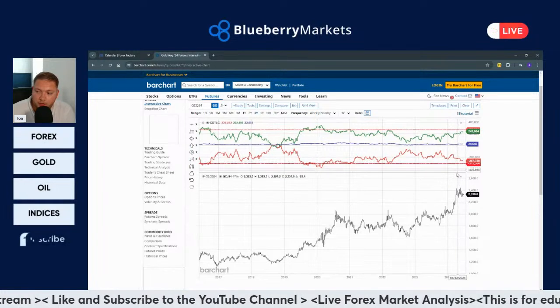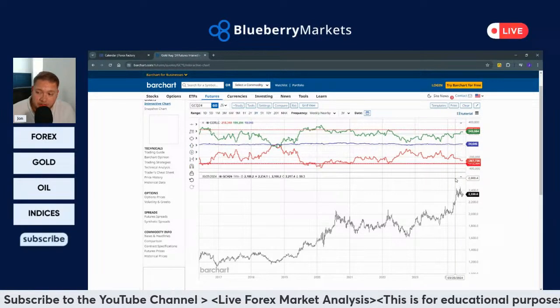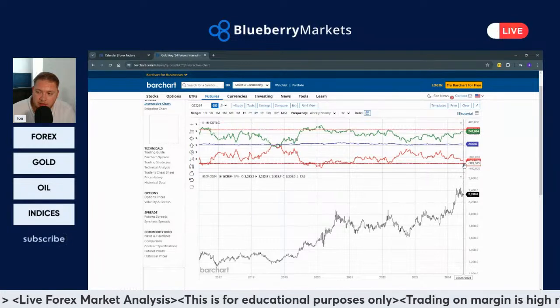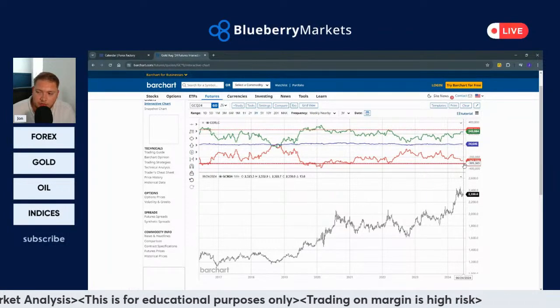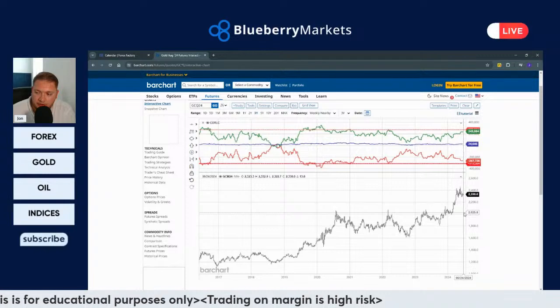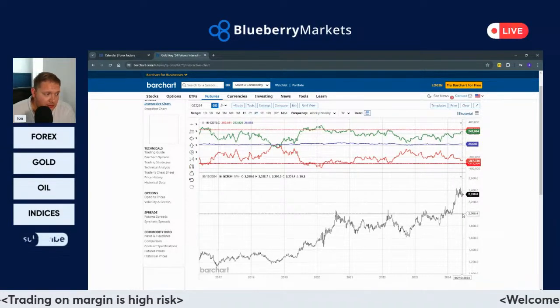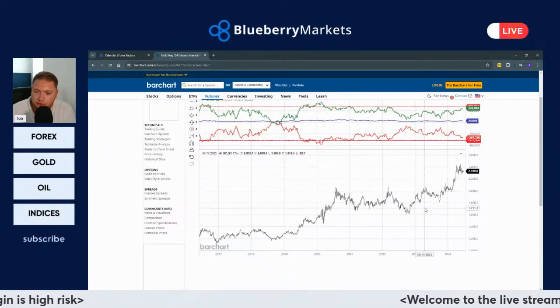So I actually think gold prices are going to remain slightly supported until short contracts reach this area here. 310,000 short contracts, I think, would be the turning point where we see gold push back towards the $2,000 level. That's what I'm looking for at the moment.